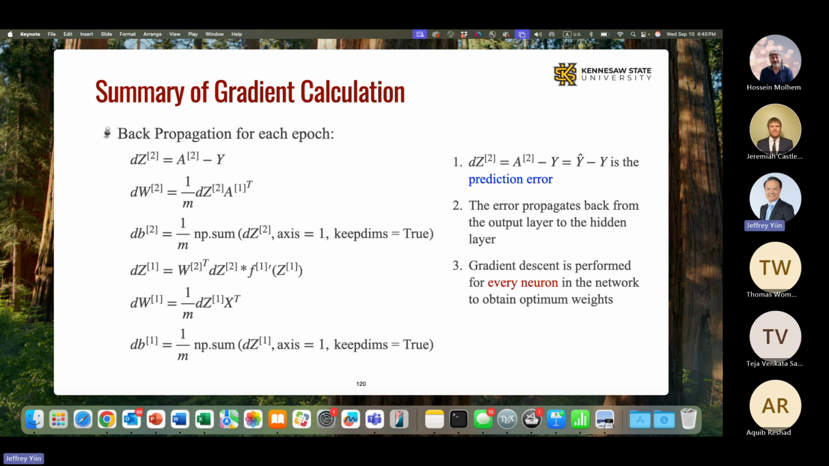A couple things to emphasize. DZ2 equal to A2 minus Y. DZ2 is essentially, if you look closely, the prediction error. It is the Y hat minus Y. Why? Because A2 is the output, right? A2 is the output, and Y is the original desired output. So DZ2 very interestingly represents the prediction error, but without the square.